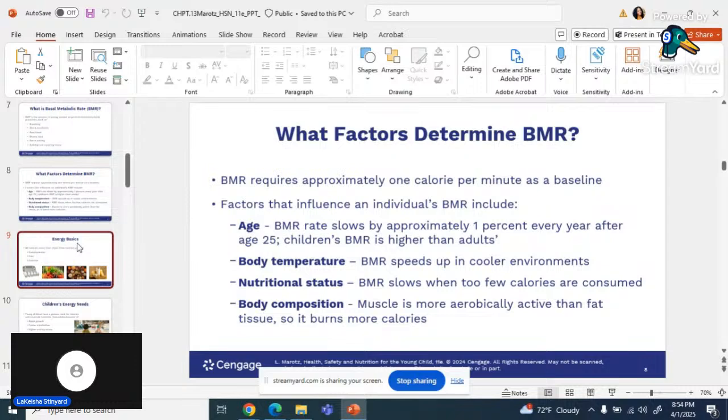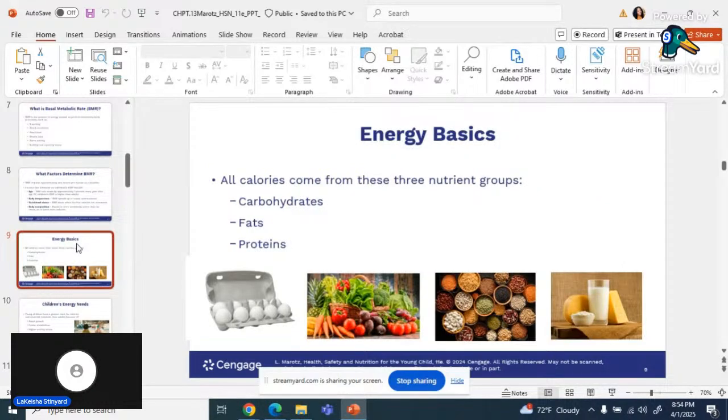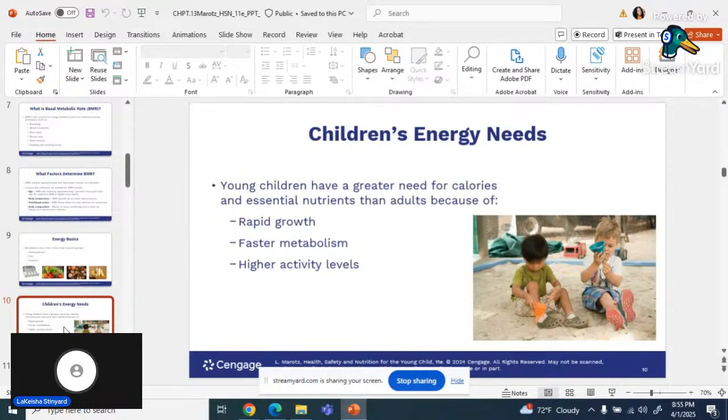Energy basics. All calories come from these three nutrient groups: your carbohydrates, your fats, and your proteins. Young children have a greater need for calories and essential nutrients than adults because of rapid growth, faster metabolism, and higher activity levels. And we can vouch for all three of those.